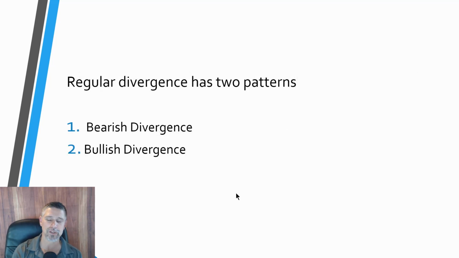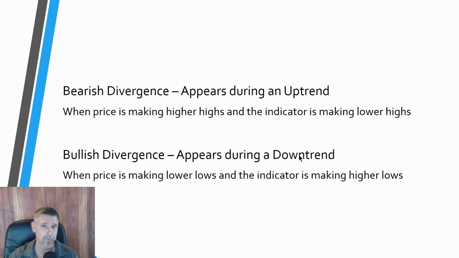So a regular divergence has two patterns. And remember, stick around to the end because I'm going to share with you my brand new indicator, which spots these like crazy. A bearish divergence and a bullish divergence. So what is the difference between the two?